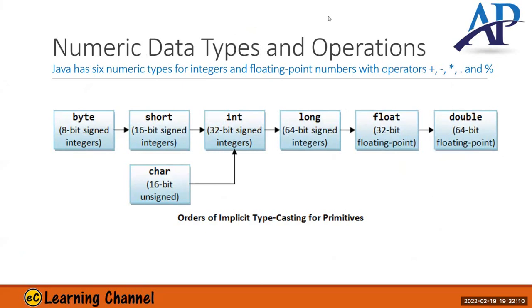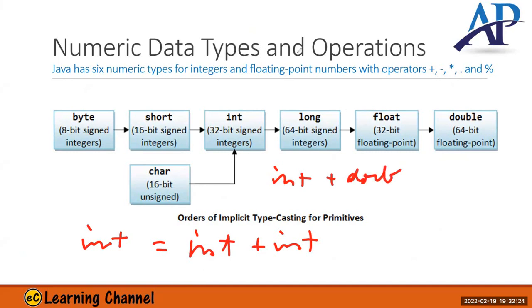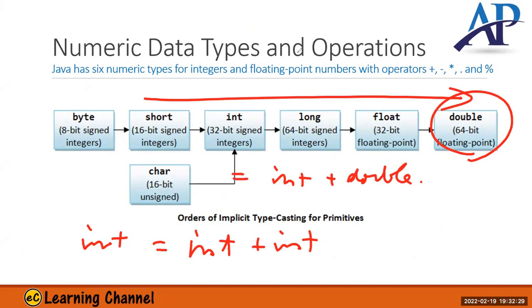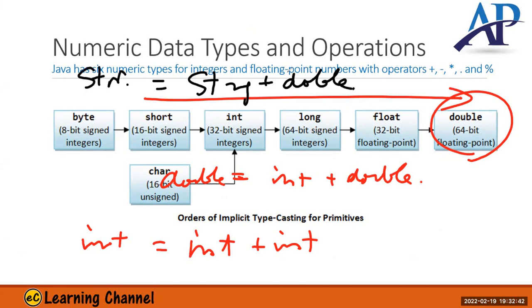When you have two data types that work in some operation, integer plus integer becomes an integer. If you have integer plus a double, you become double; you use the wider type. If you have a string, string plus a double becomes a string type. So string is even wider than double. That's the basic definition.